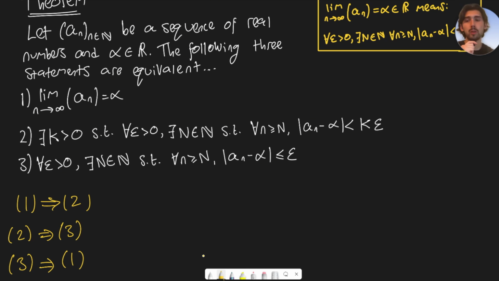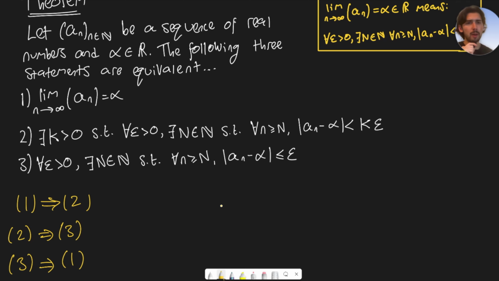So a quick overview, we're going to first show that 1 implies 2. Then we're going to show that 2 implies 3. Then we're going to show that 3 implies 1. So if you think about it, we do have implications going in every kind of direction. To show that two statements are equivalent, you need to show that each of them implies the other. So you need 1 implies 2 and 2 implies 1. For three statements, you don't need to show 1 implies 2, 2 implies 3, 3 implies 1, and then also 2 implies 1 and 3 implies 2.